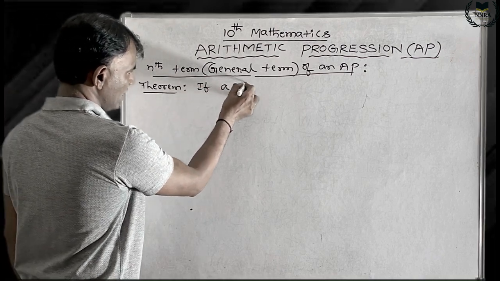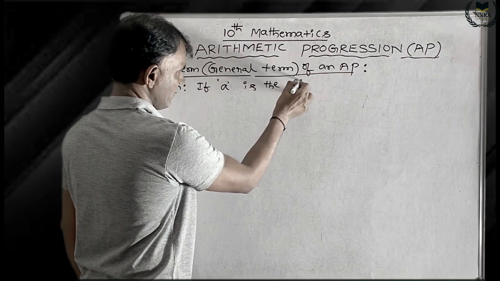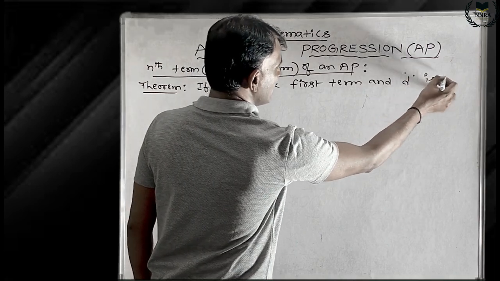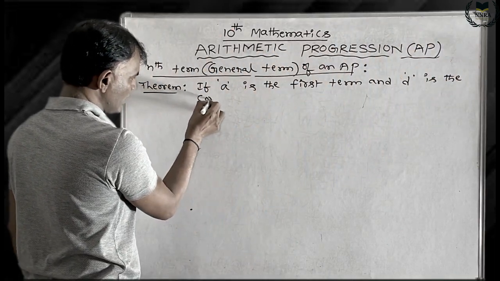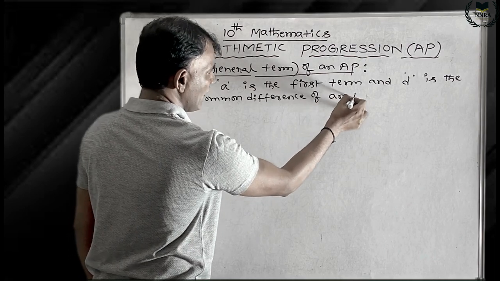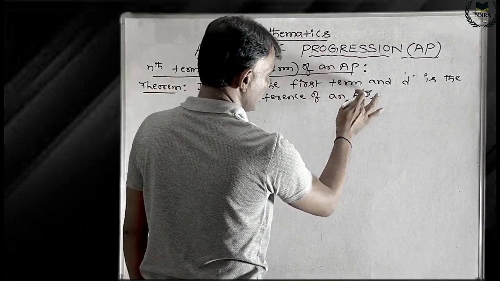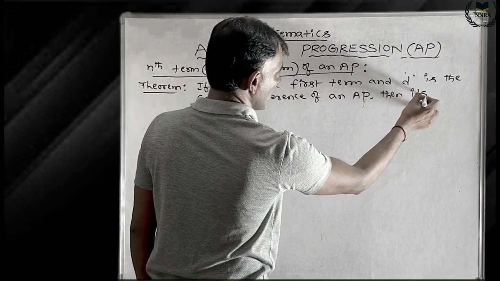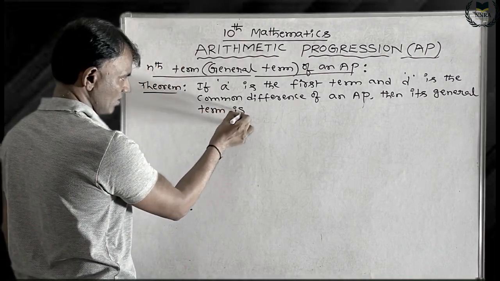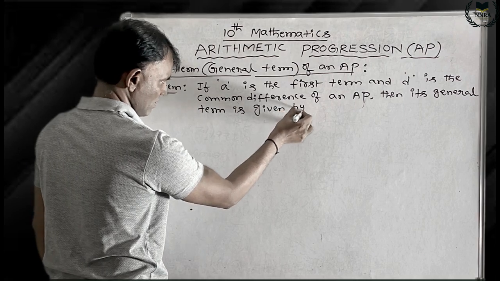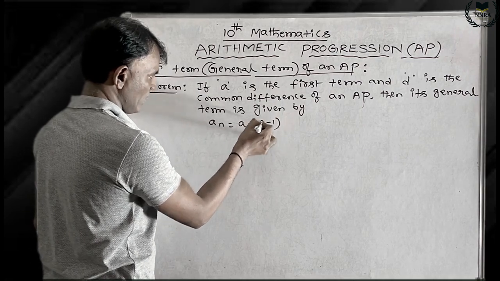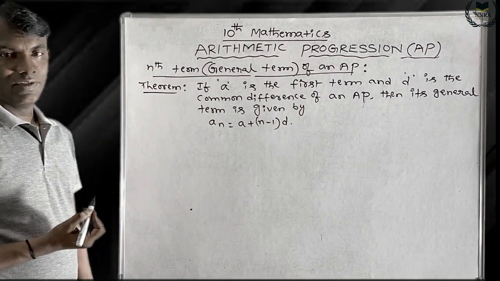If a is the first term and d is the common difference of an AP, then its general term is given by a_n equals a plus (n minus 1) into d. So that is the derivation.